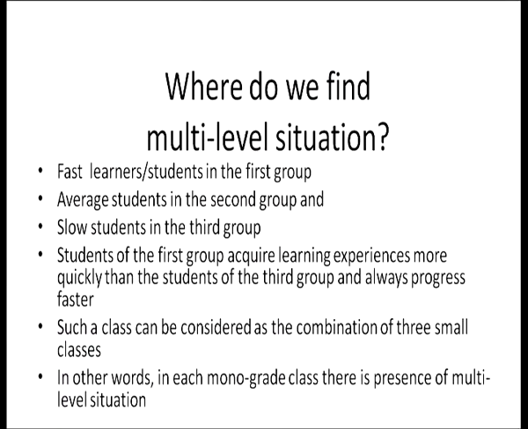Students of the first group acquire learning competencies more quickly than the students of the third group, and these students will always progress faster. Such a class can be considered as a combination of 3 different smaller classrooms. In other words, in each monograde classroom, there is presence of a multi-level situation.